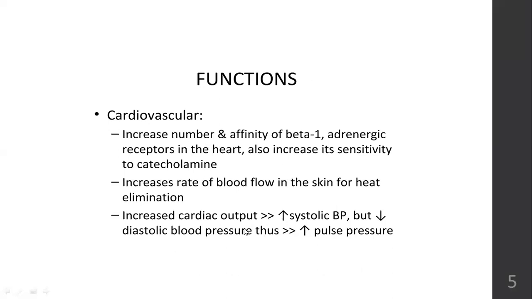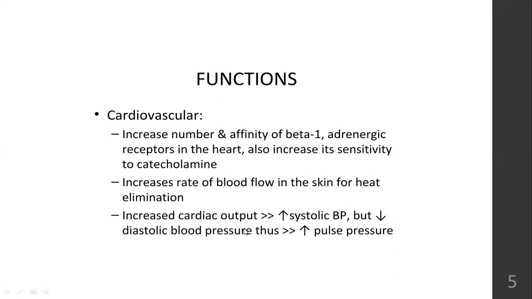In the cardiovascular system, increased number and affinity of beta-1 adrenergic receptors in the heart. This is a specific kind of receptor that you have in your heart. And because of this, your heart becomes sensitive to catecholamine, and because of which the contraction and relaxation of the heart takes place. Okay. Increased rate of blood flow to the skin for heat elimination. Okay, so those who suffer from thyroid disorders, they usually suffer from cold skin. Why? Because they don't have too much blood flow into their skin. Okay, they may have cold skin.